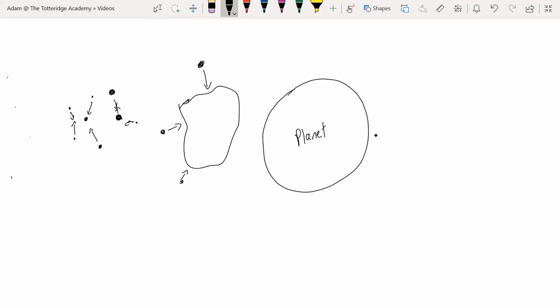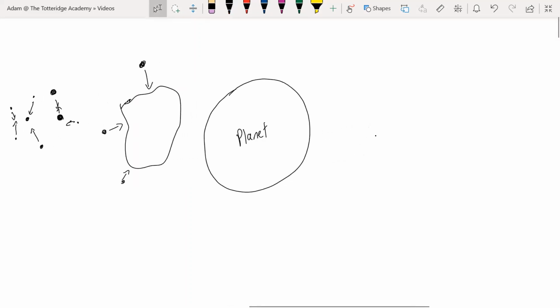It is, however, a bit more complicated than that, because there's another thing that happens when they bump into each other. If we come back over here, not only when they bump into each other do they stick together, but they also get very hot.